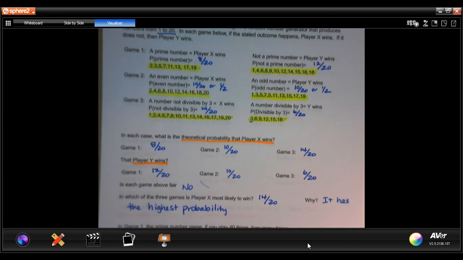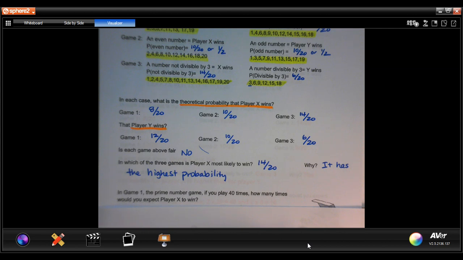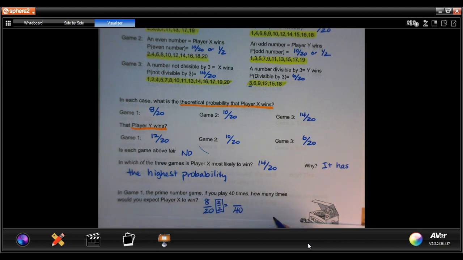And then in game number 1, the prime number game, if you played 40 times, how many times would you expect player X to win? Well, I can set this up as an equivalent fraction or equivalent ratio situation. And if I'm going to move from this ratio to 40 in the denominator location, I would multiply using my giant 1 that has 2's in it. And then I would expect player X to win 16 times.